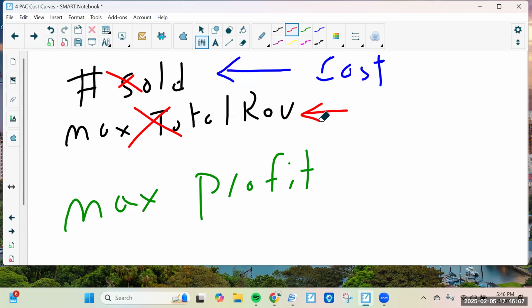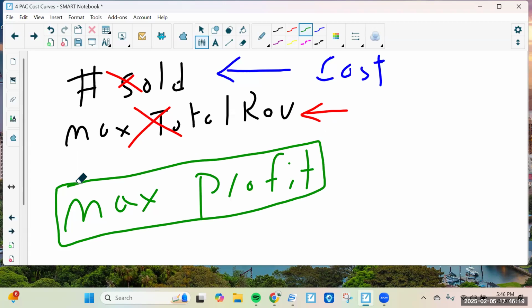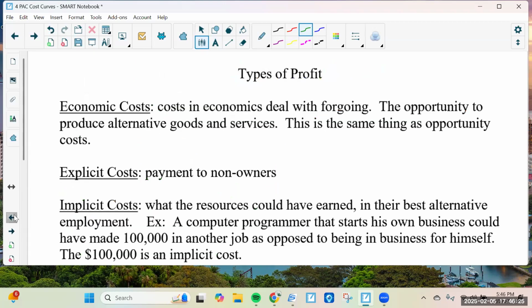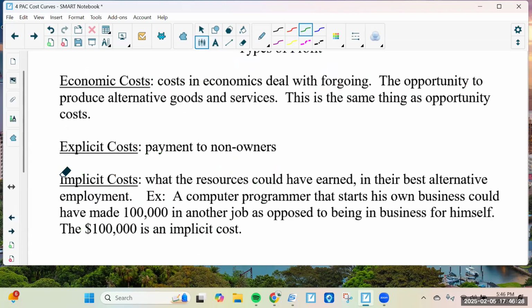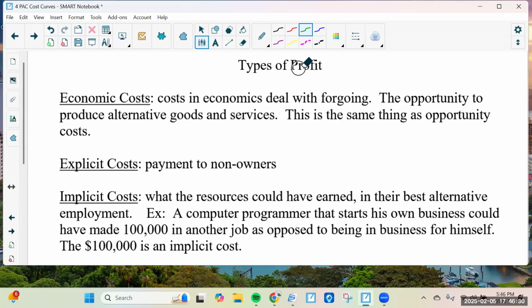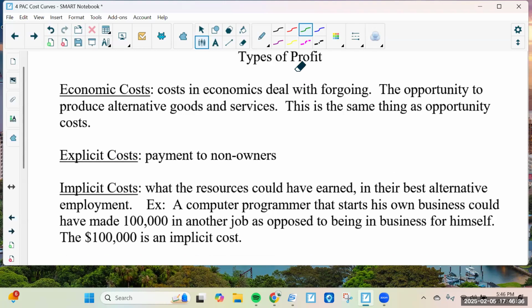So firms care about revenue, but they're not looking at revenue and they're not looking at number sold. Their total goal is to maximize their profit. And that's the key for the rest of the semester, is maximization of profit. Well, till the last about 3-4 weeks. Okay. So when you're looking at this, there's different types of profit. And in order to understand different types of profit, you need to understand there's different types of costs associated here. The first one is, when we talk about economic costs, that's basically the same thing as opportunity cost.